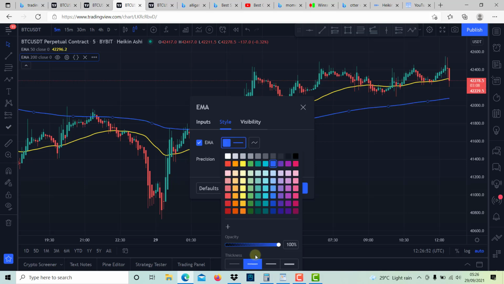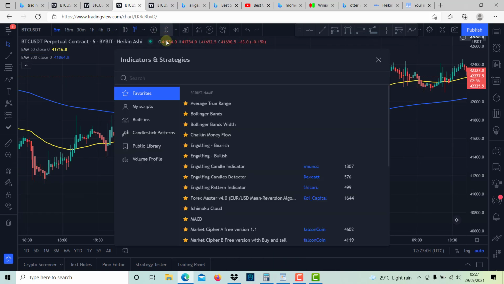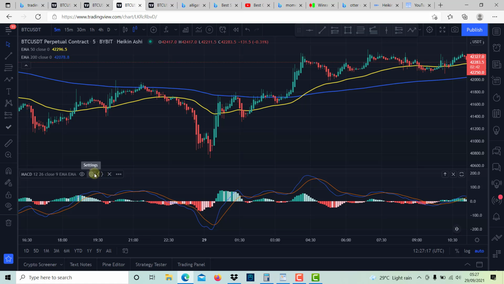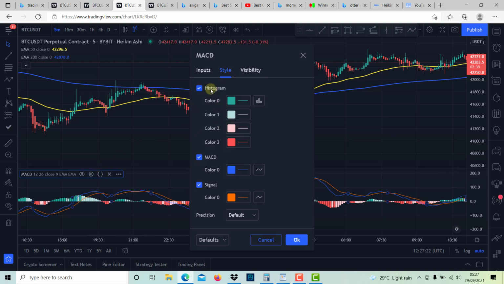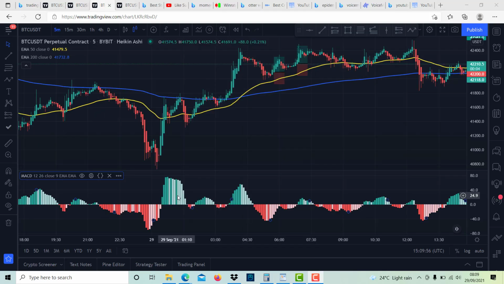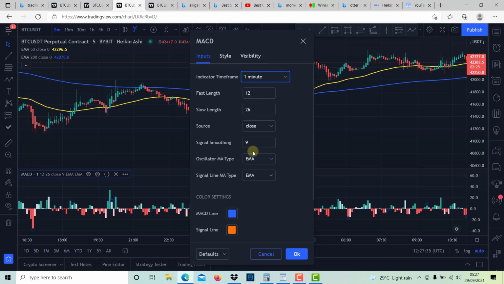And now we also need to add MACD. Search for MACD and add to the chart. Go to the settings. In this strategy we will not need the signal lines, so untick the MACD and the signal lines. We only have the histogram and we'll also need to change the time frame for the MACD.